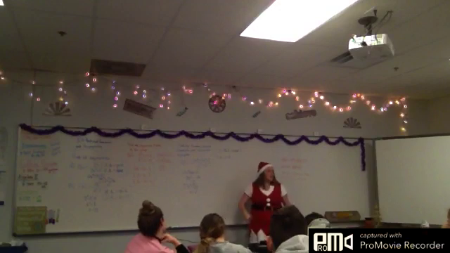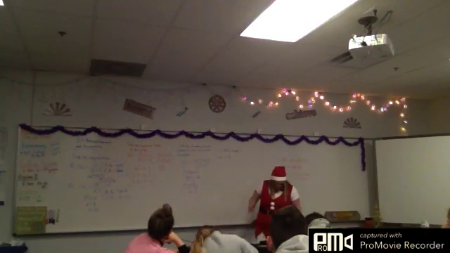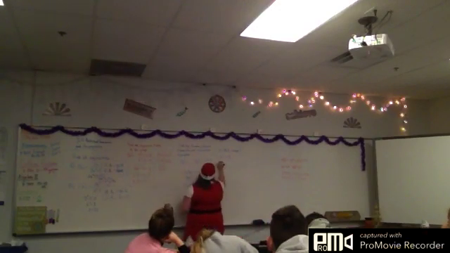Now, Stasia, how do I find my horizontal asymptote? 3 over -2. Beautiful. 3 over -2.